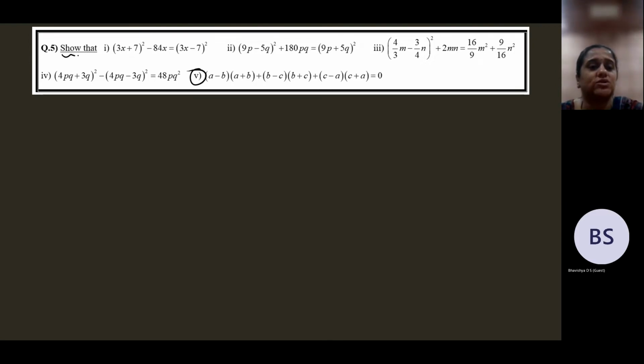Show that a minus b into a plus b, plus b minus c into b plus c, plus c minus a into c plus a is 0. Just give it a shot. Try, you can get it. Otherwise, we'll do it together. The fifth sub-division.